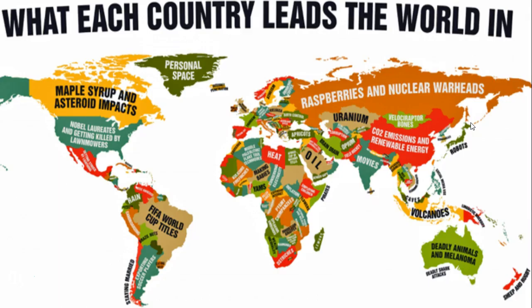But a thematic map can be just about anything. If you take a look at this one, this thematic map shows what each country leads the world in. A couple to note, Russia leads the world in raspberries and nuclear warheads, while Canada leads the world in maple syrup and asteroid impacts. So these are kind of funny things. A thematic map is just meant to show you visually a set of data that you might have collected over time, or anything that you want to show. They can be fun, they can be very real, or they can be somewhere in between.